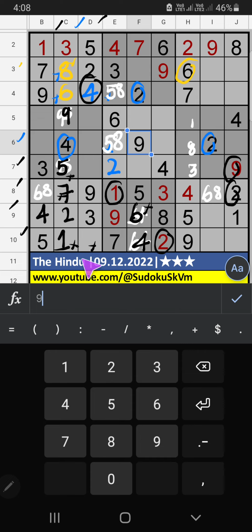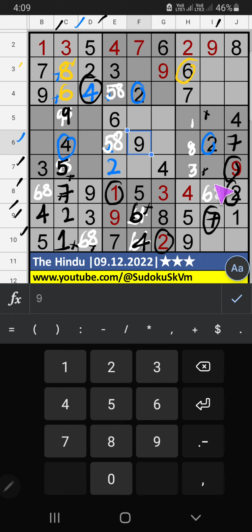Then 7th grid, 2 numbers are remaining, 6 and 8. It will come in another two cells. We will confirm later. The 9th row, only 1 number is remaining, 7. 7 is confirmed here. Column I, we have 7. So 7 can't come in these cells. Then 7 is confirmed here.